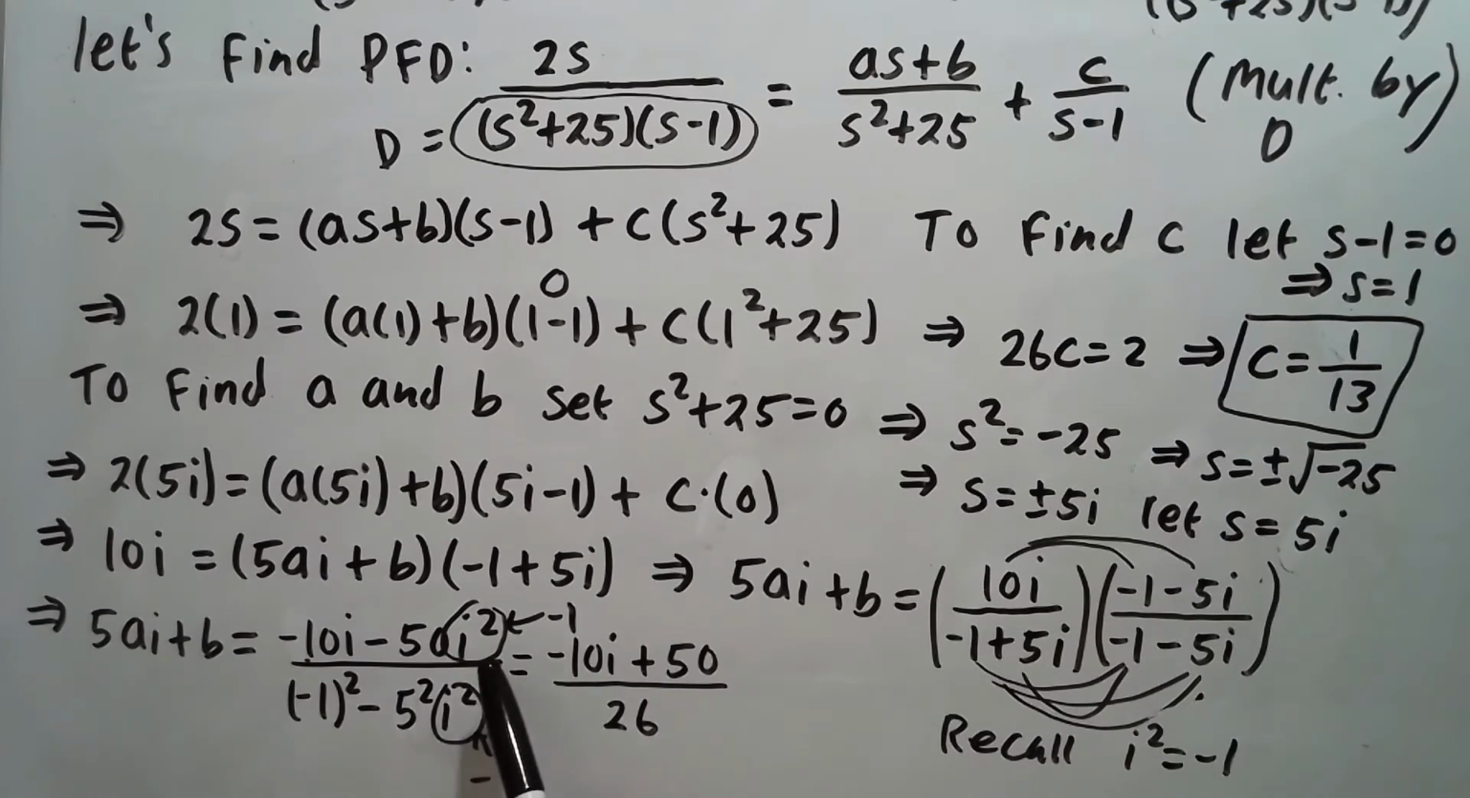So replacing the i squares with minus 1, we have negative 10i, then negative 1 times this will be 50, and that'll be 1 plus 25, so it'll be 26 here. Okay, so I'm out of space here, so let me erase a few things and we'll keep going.